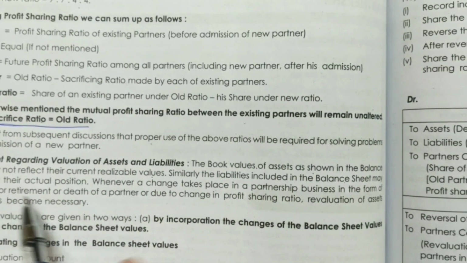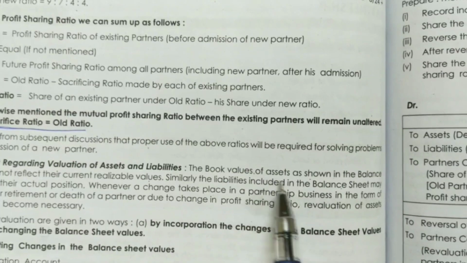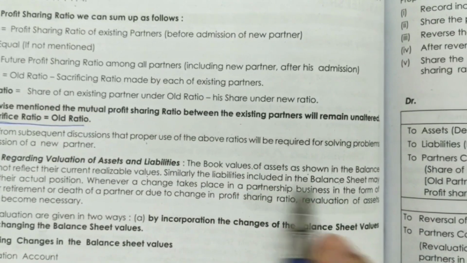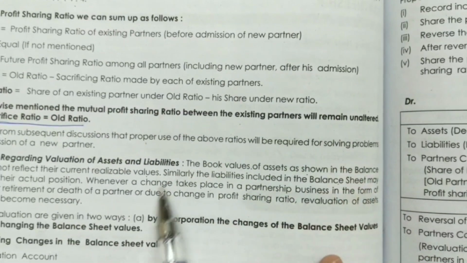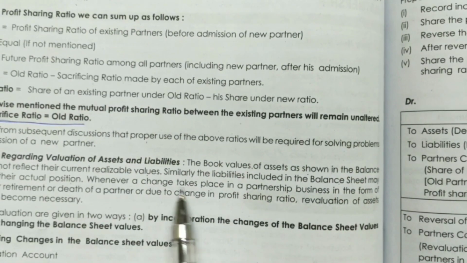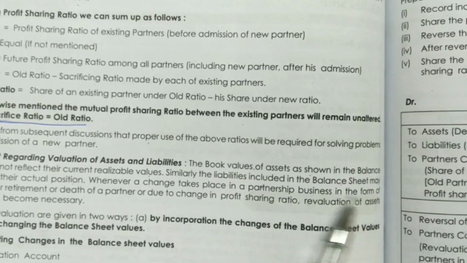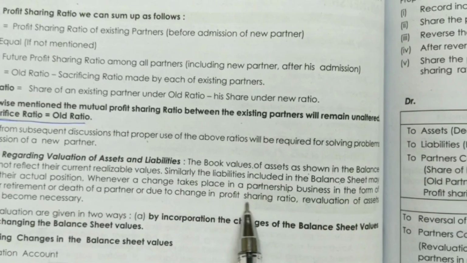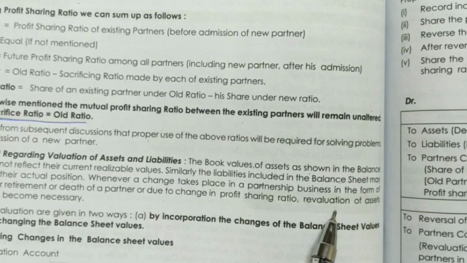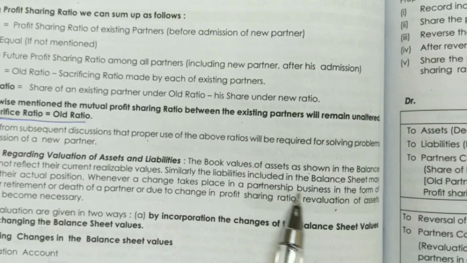So wherever a change takes place in a partnership business in the form of retirement, admission or death of a partner, or due to a change in profit sharing ratio, revaluation of assets and liabilities becomes necessary. What does this mean? If anything happens like admission, death, retirement, or any change in profit sharing ratio, then we have to revalue assets and liabilities.